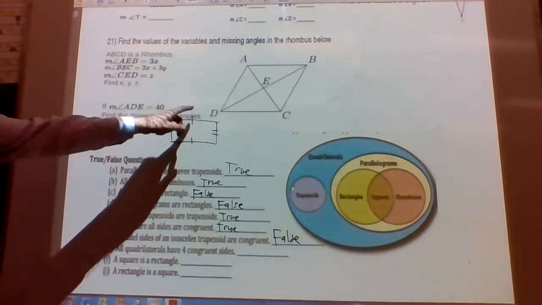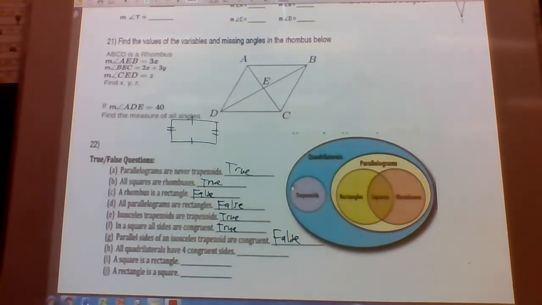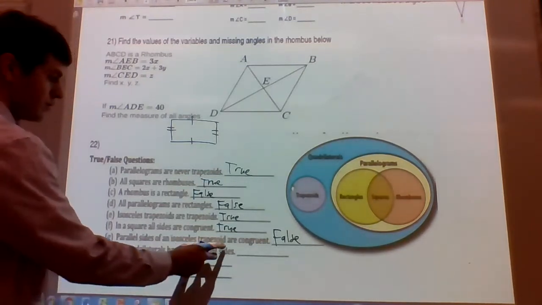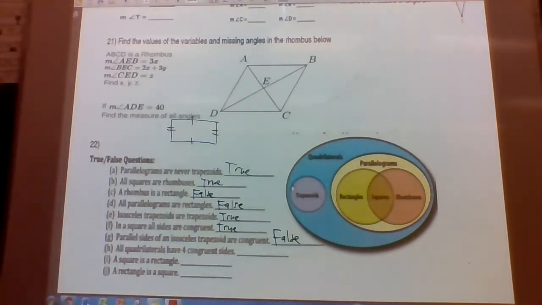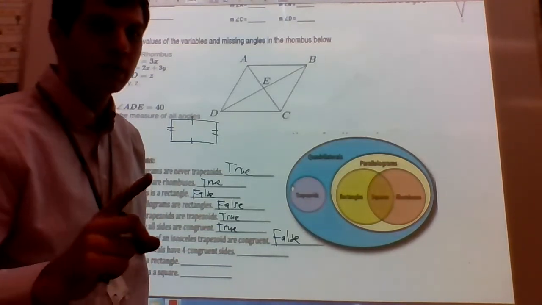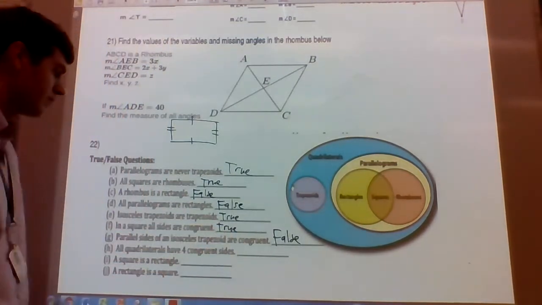Because if we have 2 pairs of opposite sides that are congruent, we have a parallelogram, right? One of the properties of parallelograms that's sufficient to be a parallelogram is that we have 2 pairs of opposite sides that are congruent. So it's a parallelogram, which means it has 2 pairs of parallel sides. And a trapezoid is defined as having exactly one pair of parallel sides, right? If it has two, then it doesn't have exactly one pair of parallel sides, so that one is false.